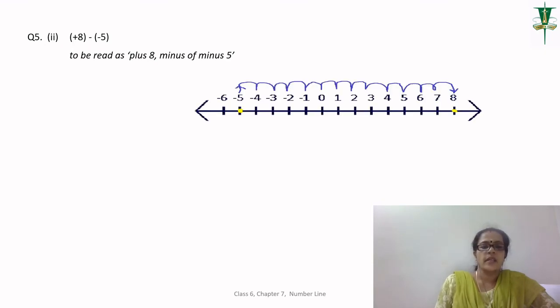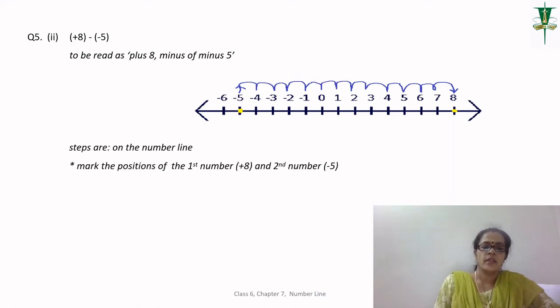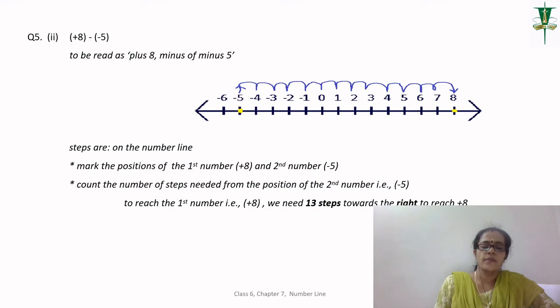Draw your number line. Indicate both the given numbers on your number line. Then travel from the second number. Which is the second number as per your sum? Yes, minus 5. And that is minus 5 is here. You need to travel to the first number on the number line. As per the question, the first number is 8.